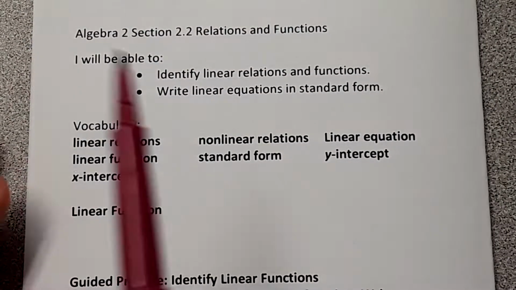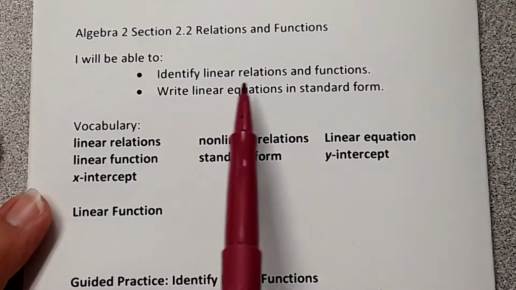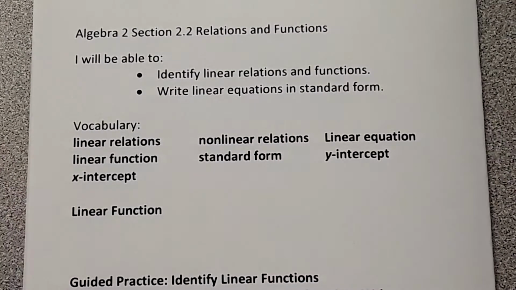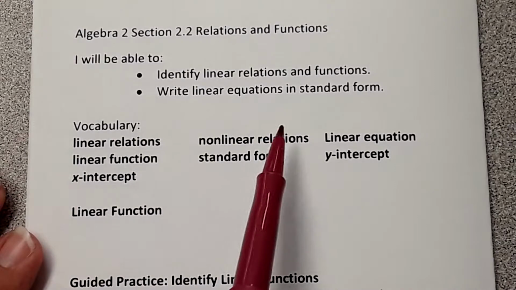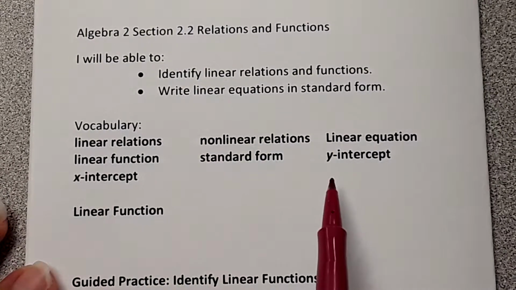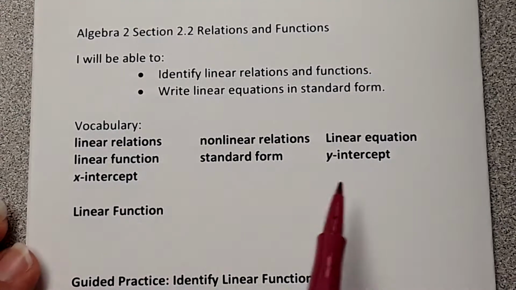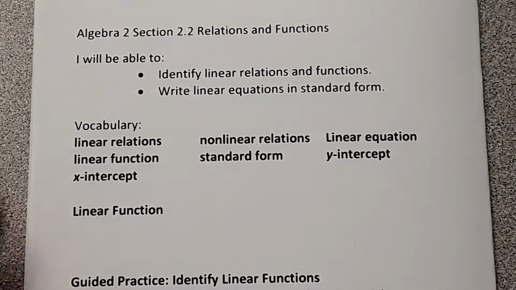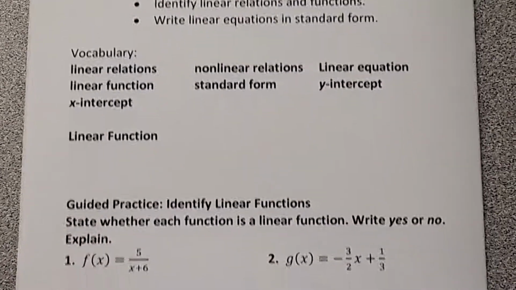Okay, so we're going to start with 2.2. We're going to talk about how to identify a linear relation and function from an equation, and we're going to write linear functions or equations in standard form. These are our vocabulary words. We're going to talk about an x and y intercept because we're going to have to graph those. And I meant to put that definition back in and I just forgot.